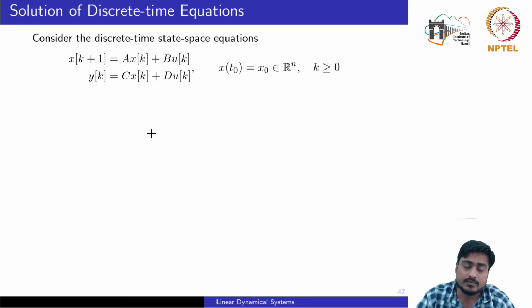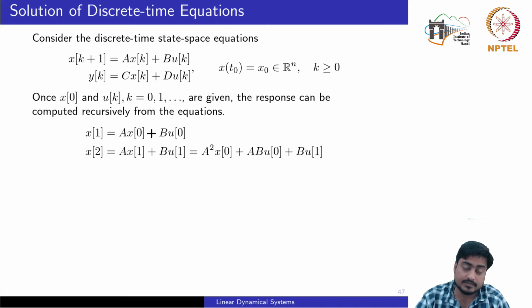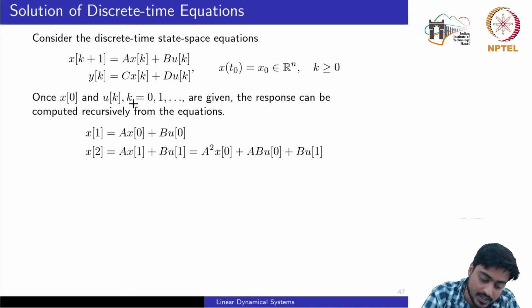Say, for example, we are directly given the discrete time system. We know that both these equations are algebraic equations, and one direct way of computing the solution is to do it recursively. Once x0 and u of k are given, for k equal to 0 up to the current time, the response can be computed recursively from these equations. The interesting point here is that we now see the explicit significance of the initial condition and all the u's starting from k equal to 0 up to infinity.